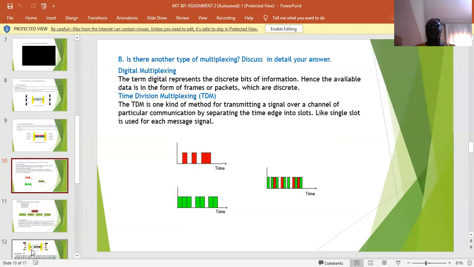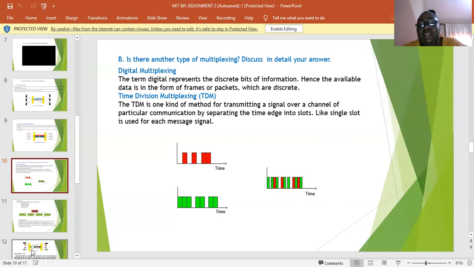Then the B part for question 2. The B part says, is there another type of multiplexing? Discuss in detail with your answer. Yes, there still are. We have digital multiplexing; when we did the first assignment, we illustrated with examples. We have our phones on a digital basis. We have the BP testing, which is an example of digital that we use. Also under digital, we have time multiplexing, which also comes in different types.